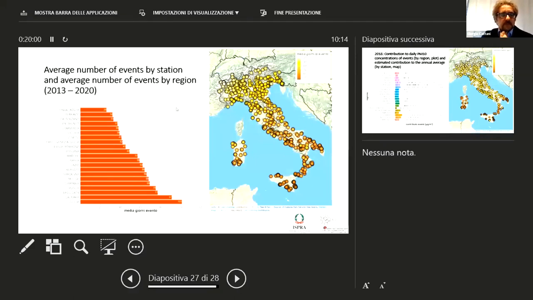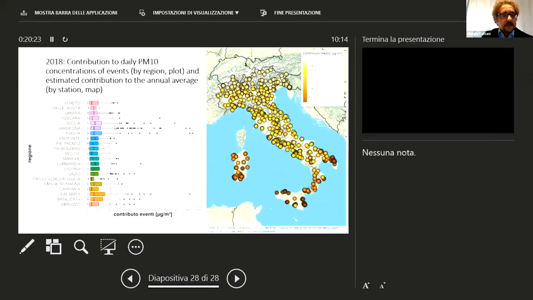These are the results, for example. As you can see, from the north to the south, we have a larger number of days that are affected by dust intrusion. Not always does this dust intrusion lead to an increase of PM10 concentration, but often the increase is very, very large, as you can see from this plot, where the contribution of the events by region is reported. As you can see, sometimes the contribution can be higher than 20, 30, 40 micrograms per cubic meter.